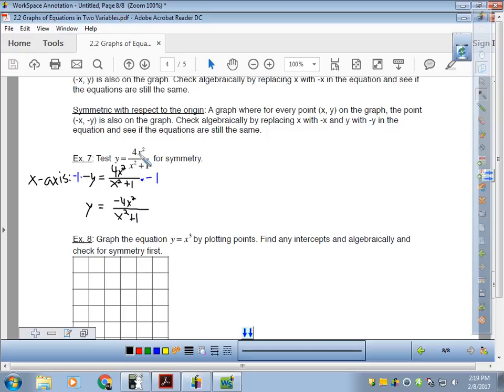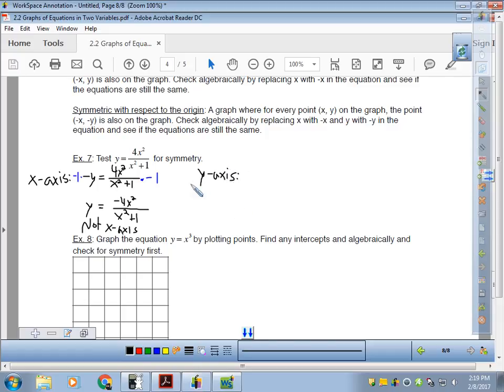Now compare that to this original equation. Are these two the same? Well, no, they're different. This one has a positive 4x squared. This one has a negative 4x squared. So because they're different, we know it's not x-axis symmetry.